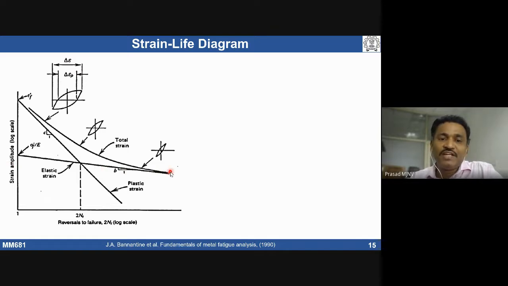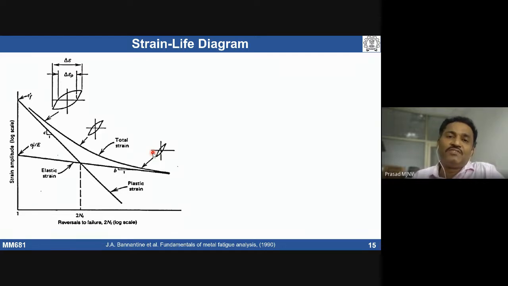If we take a tangent of this initial part and a tangent of this part, it will give you two regimes: the elastic-plastic strain part and the elastic strain part, and there is an intersection, a transition. Below this transition it is called low cycle fatigue. Above this transition we call it high cycle fatigue.